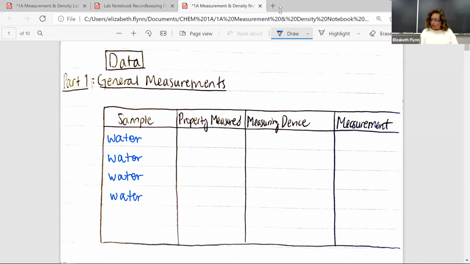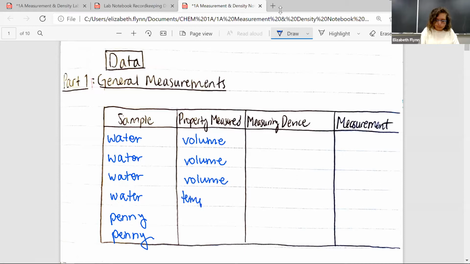We are going to be measuring a penny as well. So those are the samples. And the properties measured for the water are going to be volume 3 times. We're going to measure the temperature of the water too. And for the penny, we're going to measure its distance, so the diameter, as well as the mass.